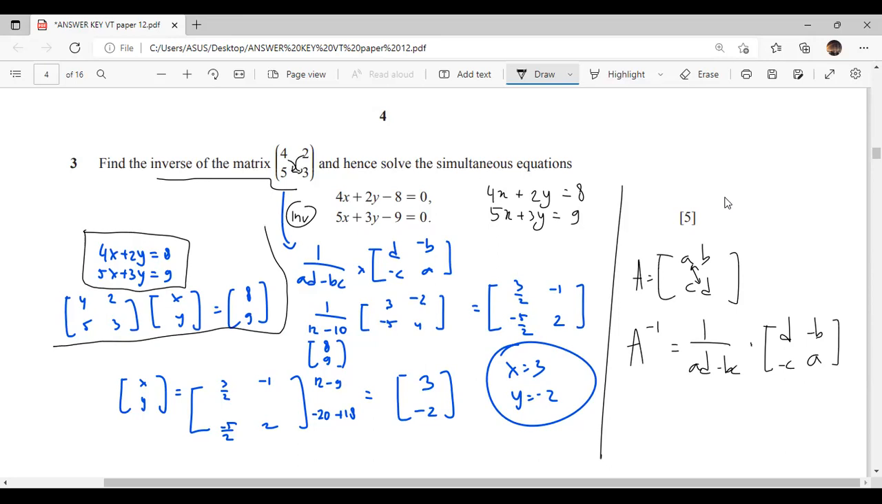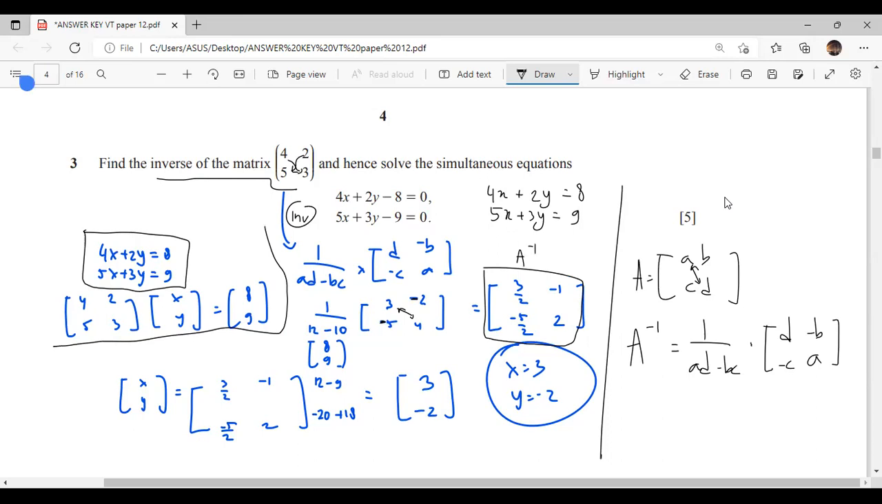There you go. AD minus BC, times by, you swap the 3 and 4. 3 and 4 swap places, see? And then 2 and 5 are not changed, but you compromise with the negative. So you put the negative, and then this is 1 over 2 times this. So 1 over 2 times 3 is equal to 3 over 2. 1 over 2 times negative 2 is negative 1. 1 over 2 times negative 5 is negative 5 over 2. 1 over 2 times 4 is 2. Right? So this is the value of the inverse.